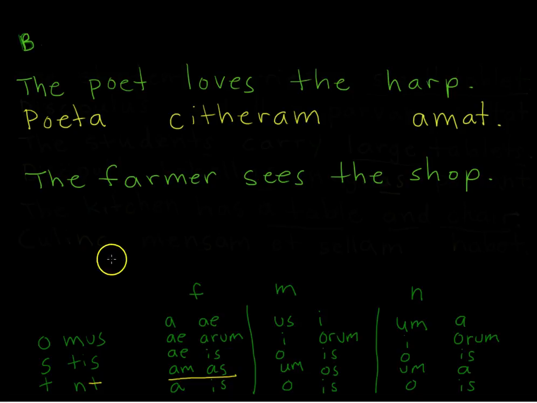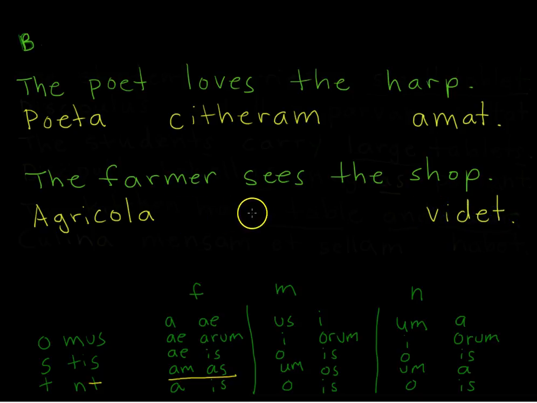That's funny. All right, the farmer sees the shop. And what is a farmer? A farmer is an agricola. And sees, video, vides, videt. Videt. The shop, which is taberna, but in accusative for direct object, tabernam. There you go.